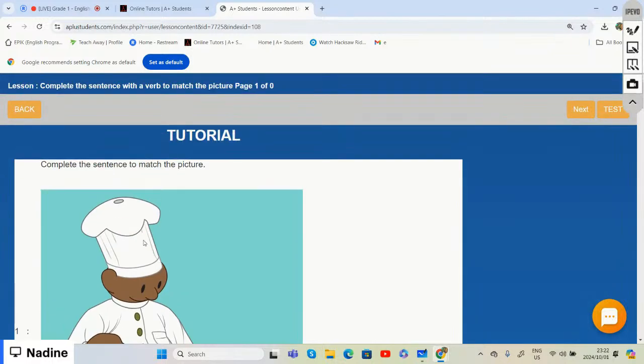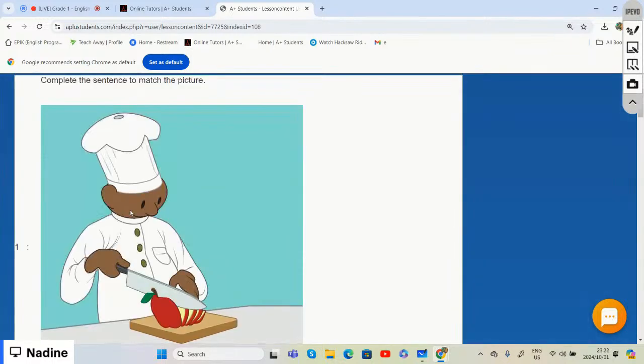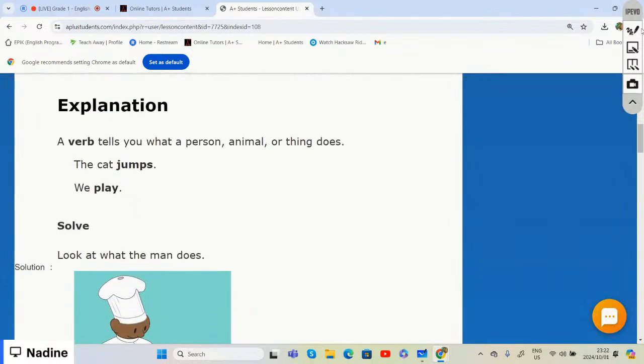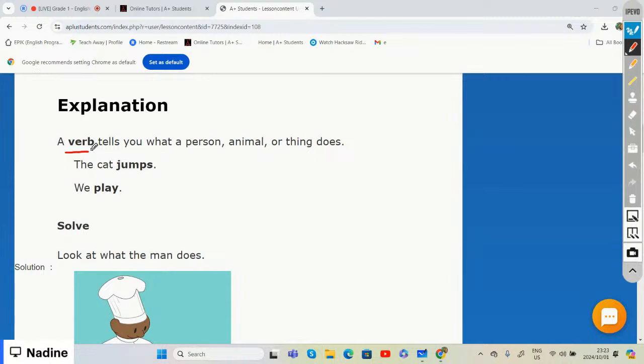All right. And before we go to the picture, we said that a verb describes the action that is being done, or we can say a verb tells you what a person, animal, or thing does. It's the action that the person, animal, or thing does or is doing. Yes, teaching, well done. That is the action that Miss Nadine is doing.